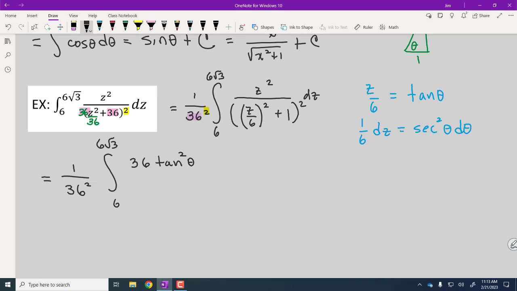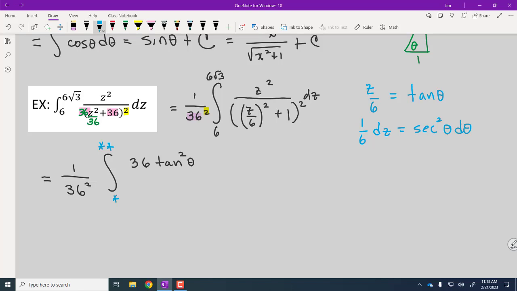I notice one thing here that I want to change. Should these limits stay as whatever the original z limits were? No, those can't stay as z limits. You could leave them there if you wrote z equals, just to clarify that those are z limits. But usually I find it easier just to not put anything. We'll just go back in the end. Okay, so there's the numerator, z squared, rewritten in terms of theta.